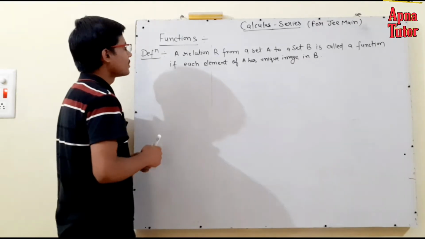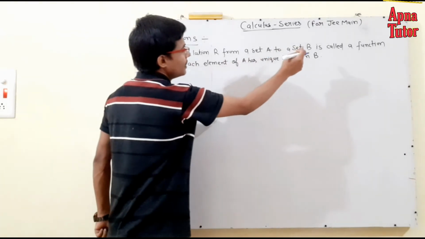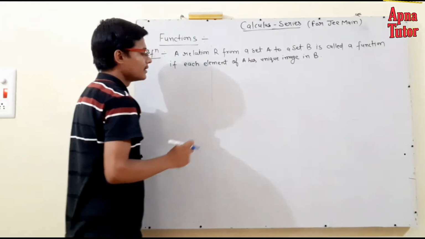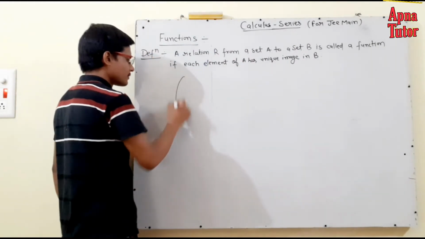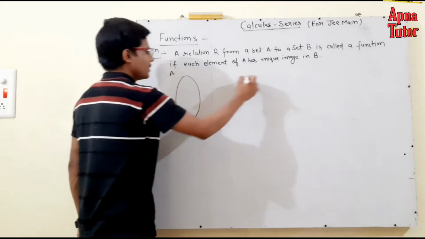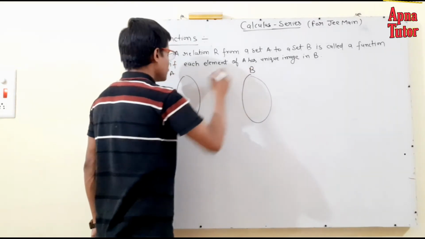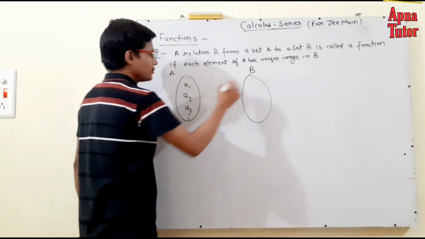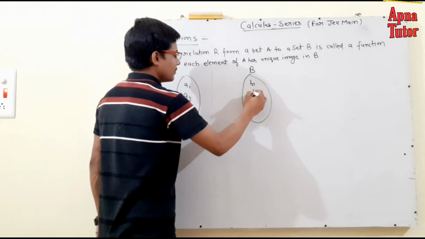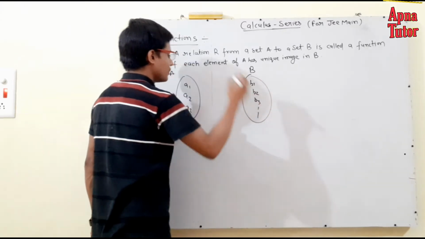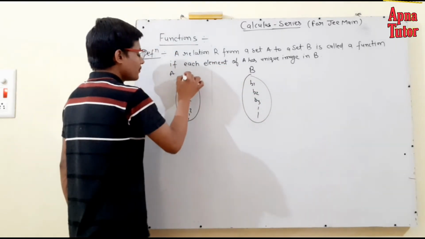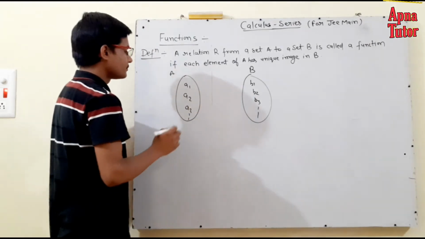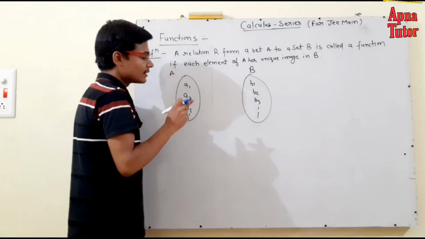A relation R from set A to set B is called a function if each element of A has a unique image in B. What does it state? You have two sets A and B like this. Those have elements A1, A2, A3 and so on, and B1, B2, B3 and so on. When we are making a relation between these two sets, what does it state?